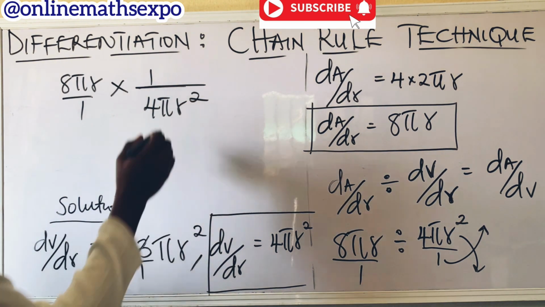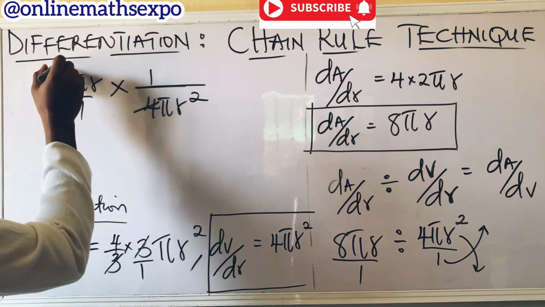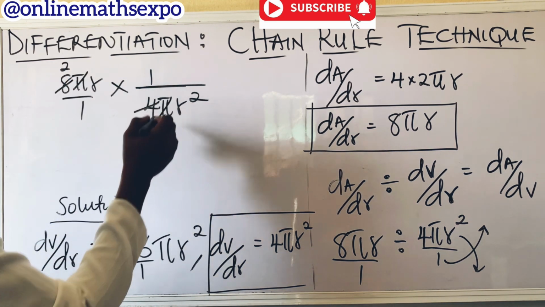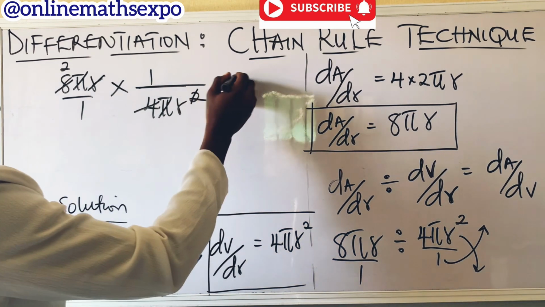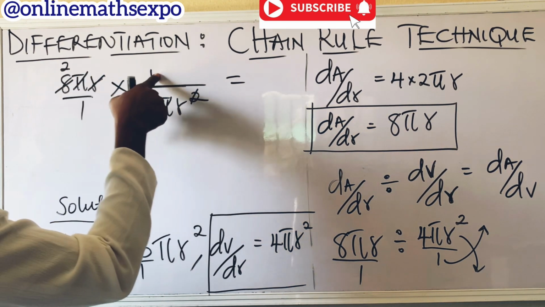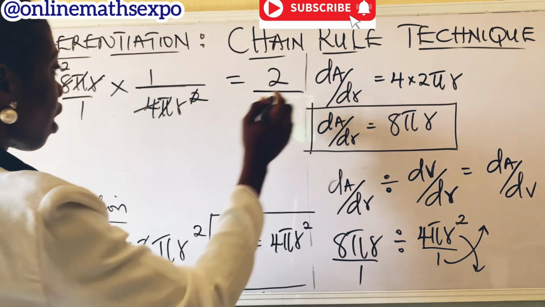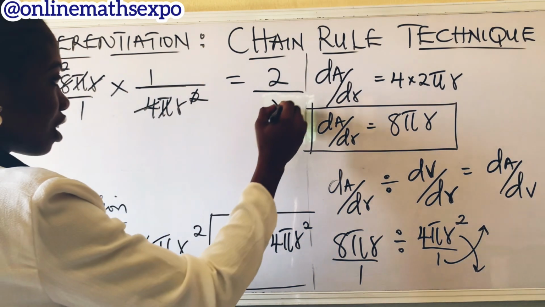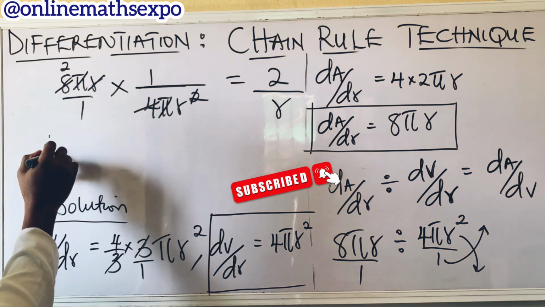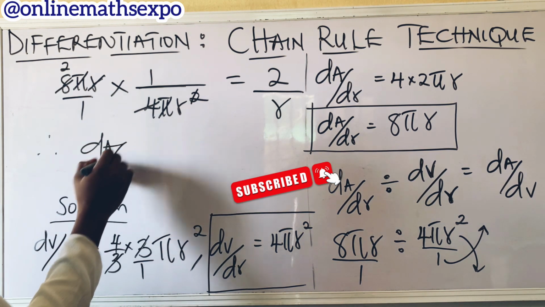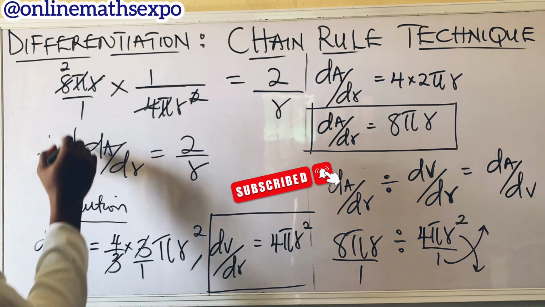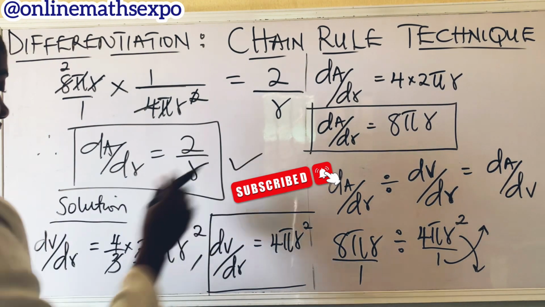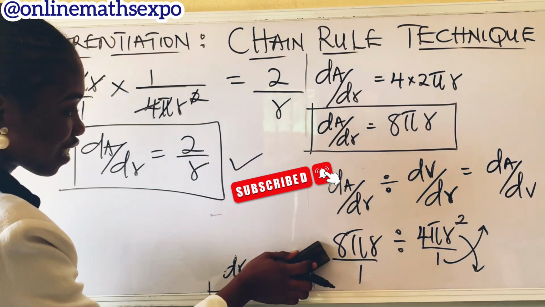So what you can simply do is to cancel this. We have 2. Pi will cancel pi. Then R will take 1 R. Okay? So we are left with 2 multiplied by 1, which gives us 2 over, and what we are having at the denominator is R. So we conclude to say that our dA, dR is equal to 2 over R. And this becomes the answer to this particular question.